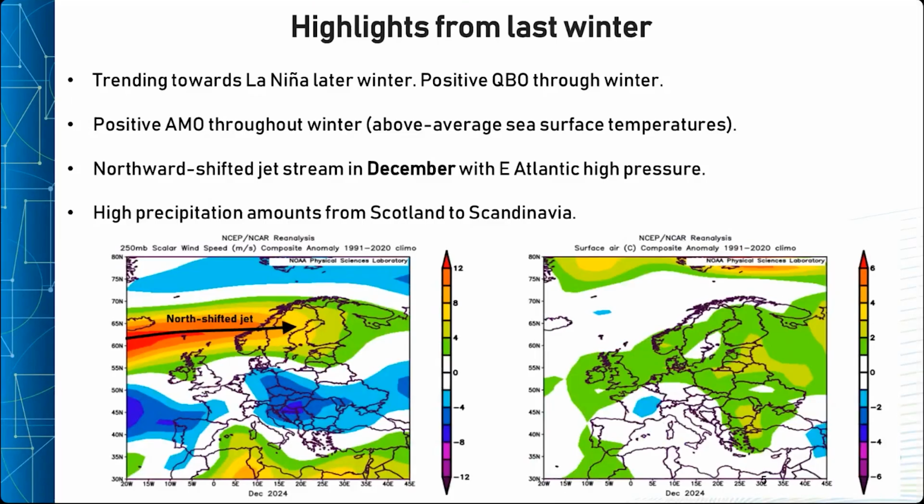We also had above average sea surface temperatures across the larger part of the North Atlantic, meaning a positive phase of the Atlantic multi-decadal oscillation, or AMO, and that'll be the same this year as well. But a positive phase of the QBO, the quasi-biennial oscillation, that's going to be negative this year, and more on that later.